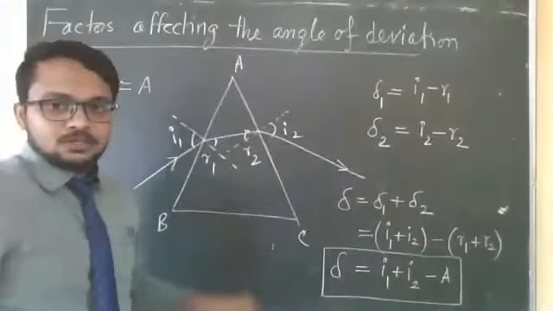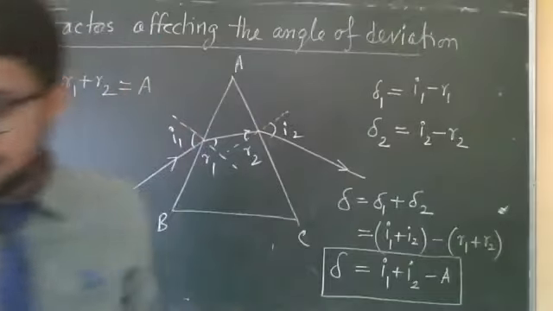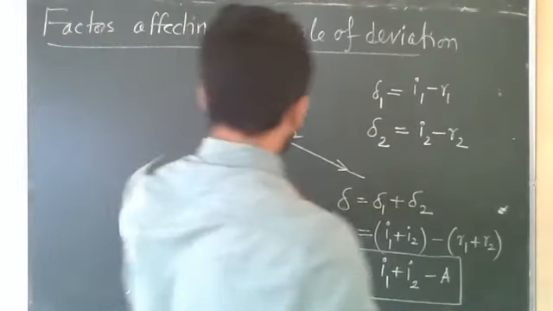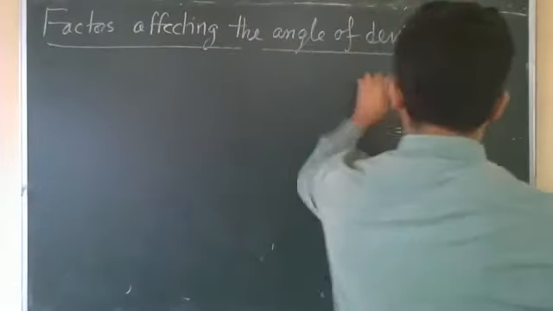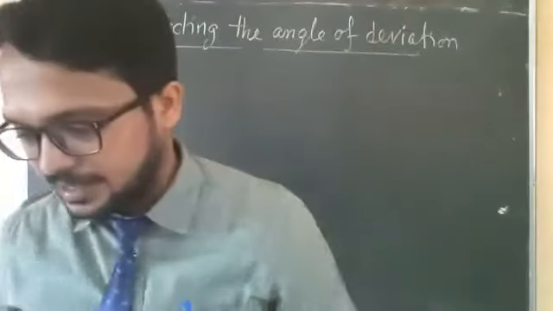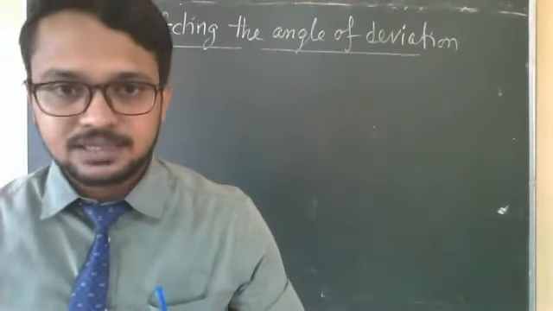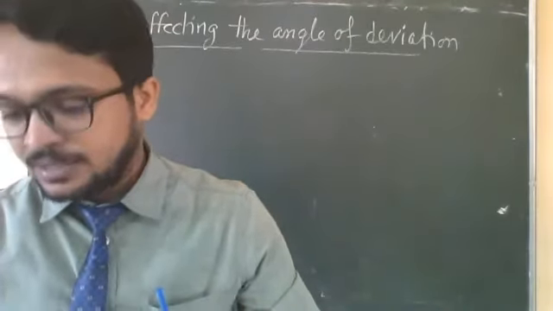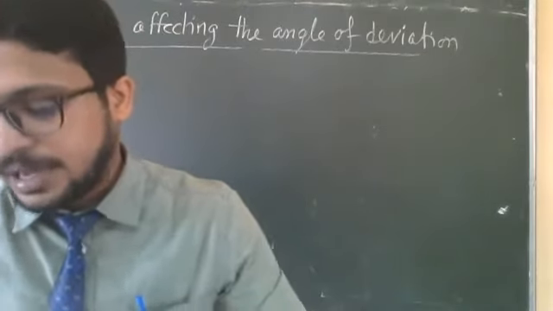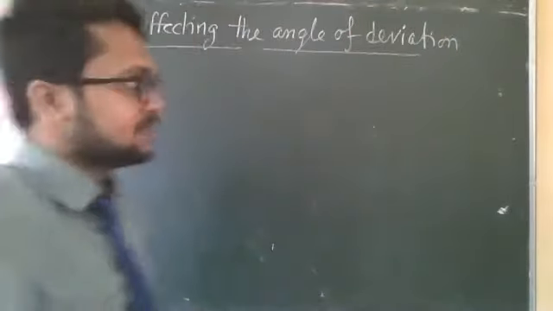So now we will see the factors affecting this deviation. There are four factors in your book, so mark those points. First point, the angle of incidence. Second point, the material of the prism, that means basically the refractive index. Third point, the angle of prism A, the angle between two refracting surfaces. And fourth point, the color or wavelength of light used. So I am explaining one by one.